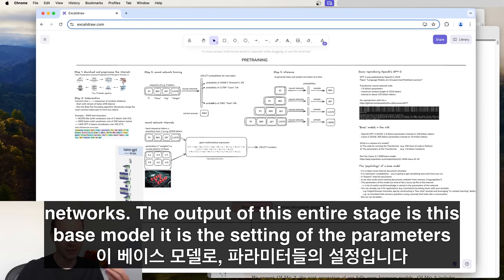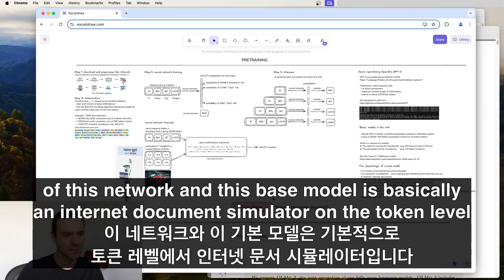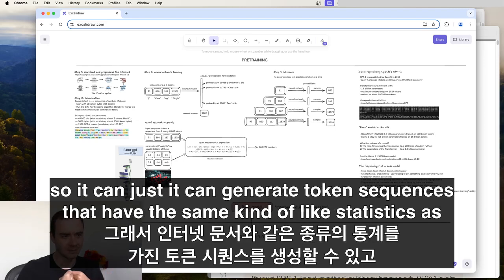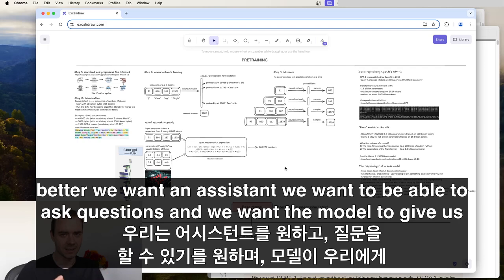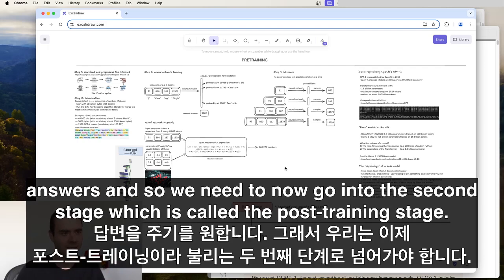It is the setting of the parameters of this network. And this base model is basically an internet document simulator on the token level. So it can generate token sequences that have the same kind of statistics as internet documents. And we saw that we can use it in some applications, but we actually need to do better. We want an assistant. We want to be able to ask questions, and we want the model to give us answers. And so we need to now go into the second stage, which is called the post-training stage.